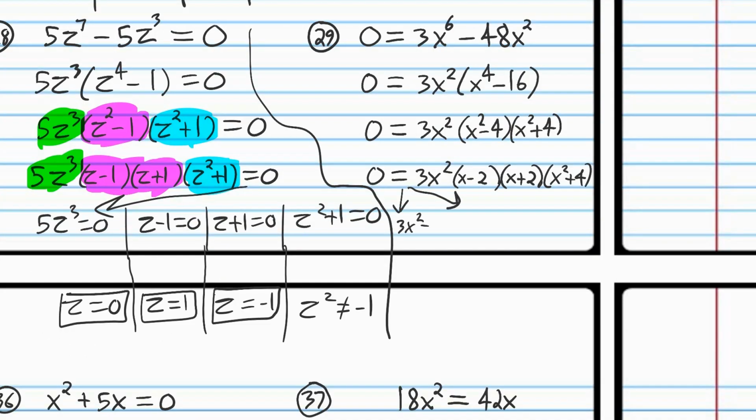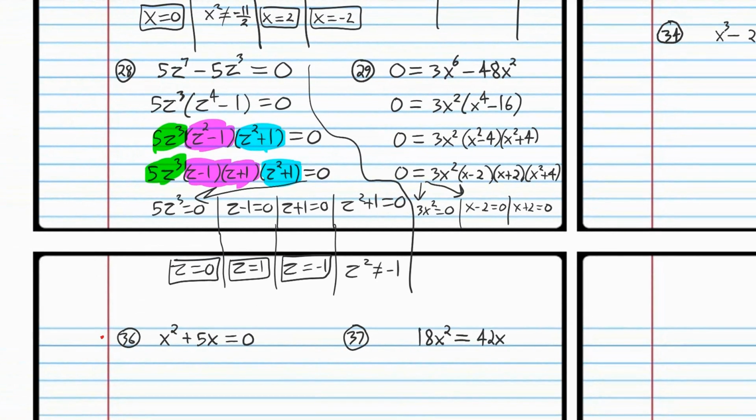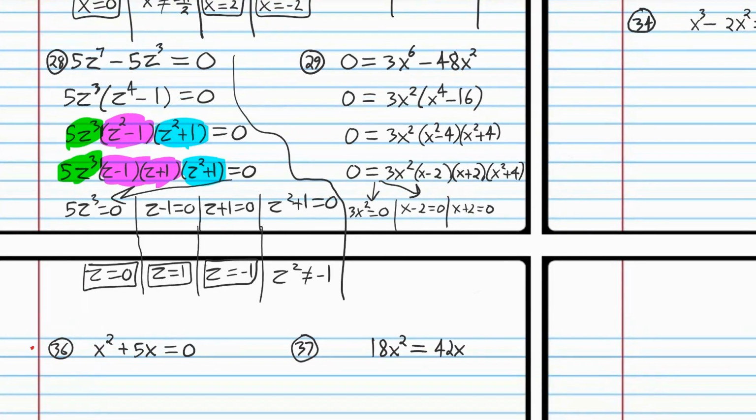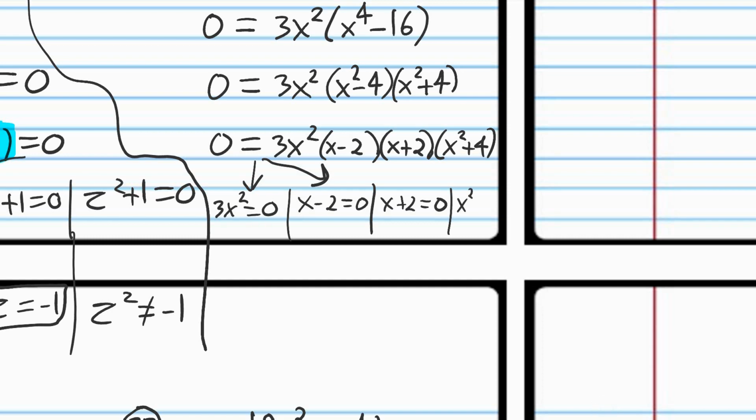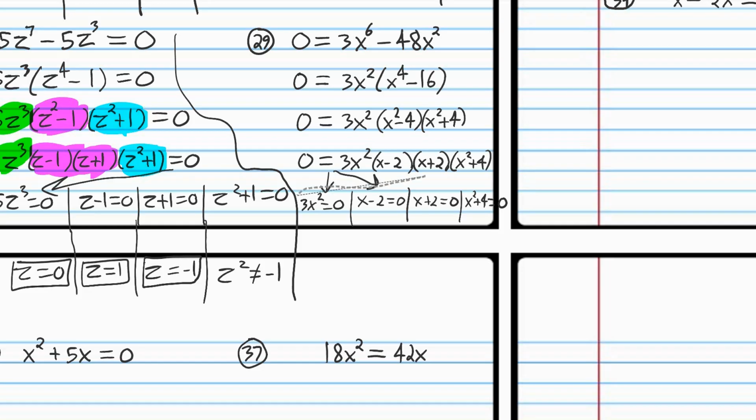3x squared can be 0. X minus 2 can be 0. X plus 2 can be 0. And I'm going to have to move all this over. Sorry about this. And x squared plus 4, if that equals 0, then we have another solution. But of course we know that's not going to lead to a solution.